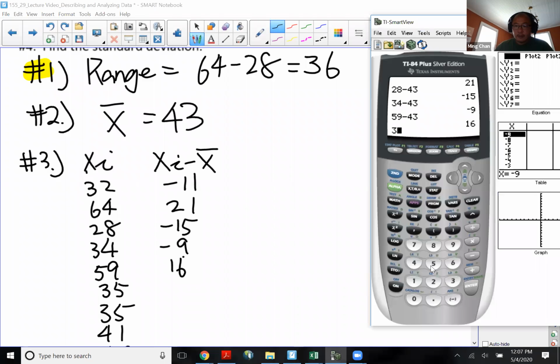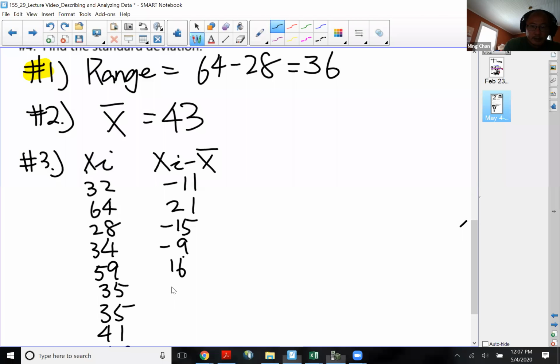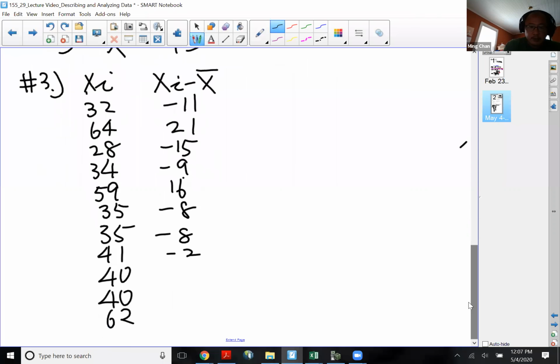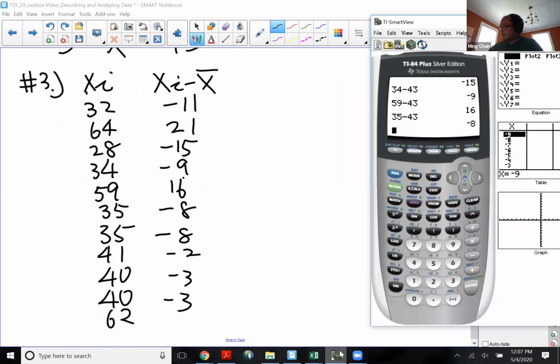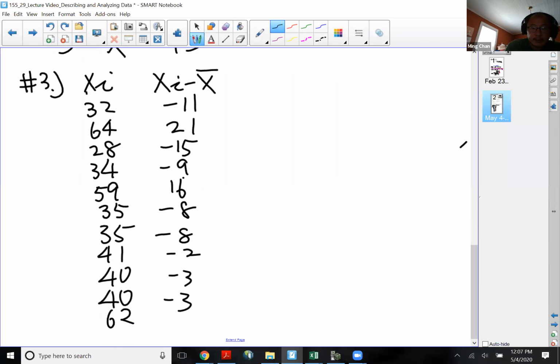35 minus 43, negative 8, negative 2. Negative 3, negative 3. 62 minus 43, positive 19. Okay, so what these numbers mean, these are the deviations.